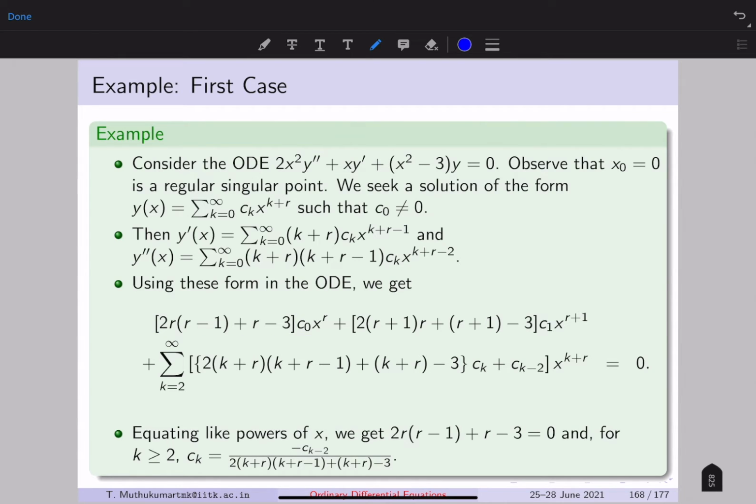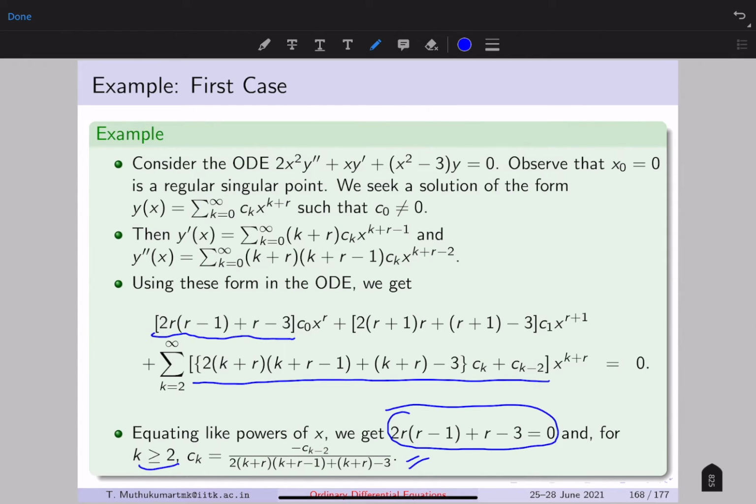So the equation that we had here is precisely this, which is 0, and then the remaining equation is going to give you this recursive relation for k bigger than or equal to 2. So for k bigger than or equal to 2, you have this recursive relation. And you also have this equation, which is also equal to 0.